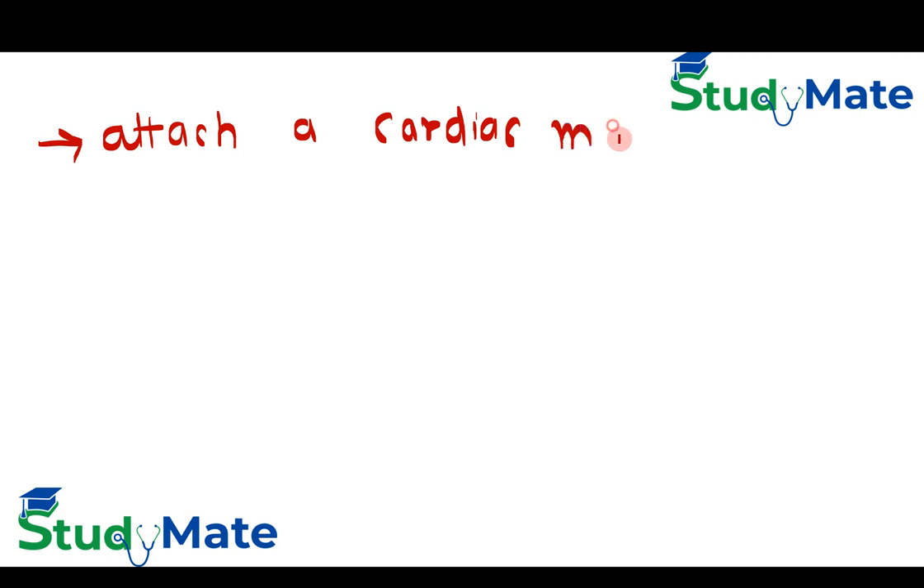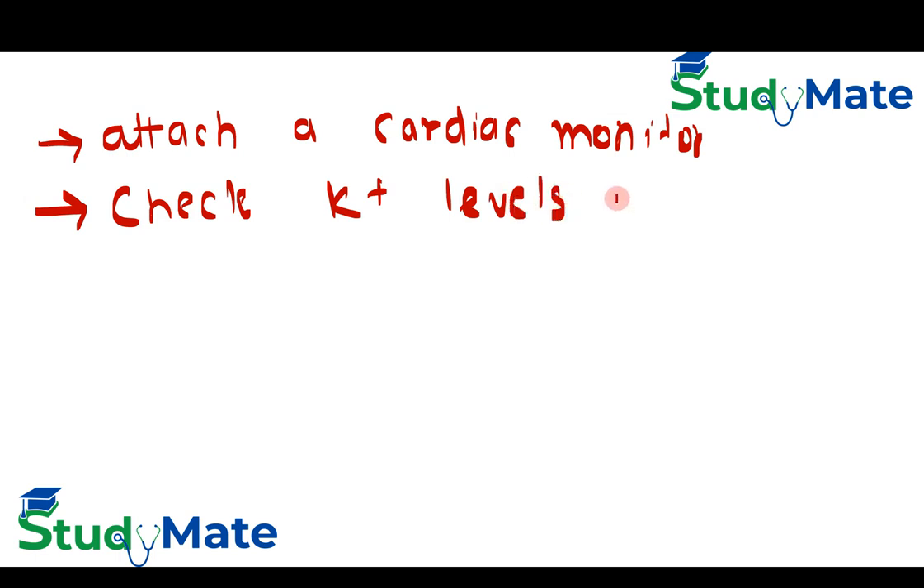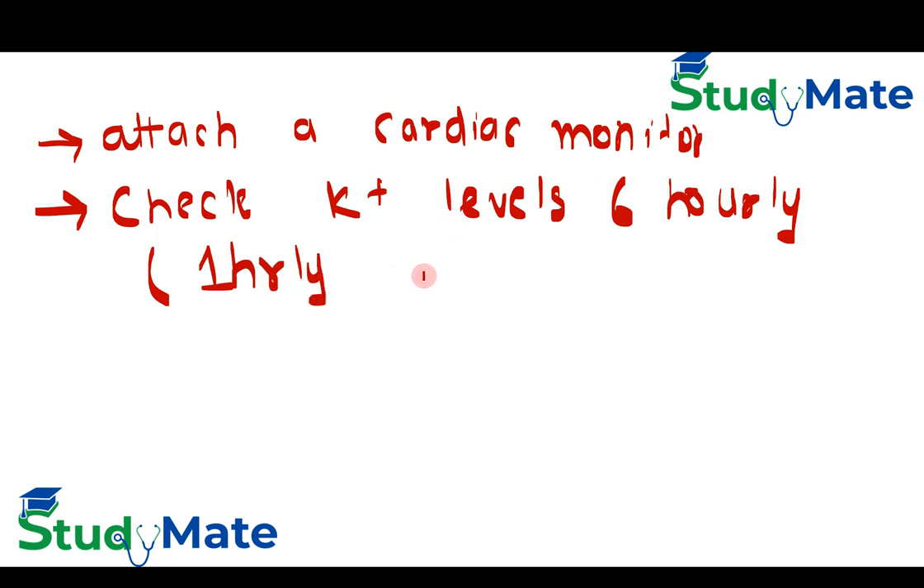Now, there are some prerequisites or things you should know while managing a patient with hyperkalemia. You should attach a cardiac monitor promptly. You should check potassium levels 6 hourly. But in case the hyperkalemia is secondary to renal failure, then the levels should be checked 1 hourly.